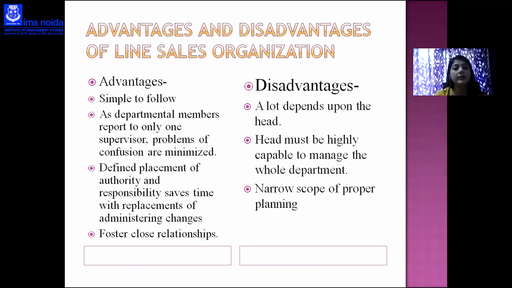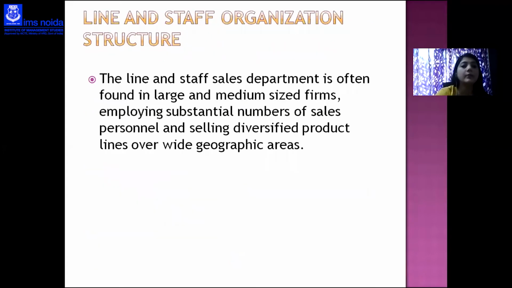Now, the disadvantage is that a lot of responsibility depends upon the head, and the head must be highly capable to manage the whole department, and there is narrow scope for proper planning. Now, the second type is line and staff sales organization. The line and staff sales department is often found in large and medium sized firms, employing a substantial number of sales personnel and selling a diversified product line over wide geographic areas.